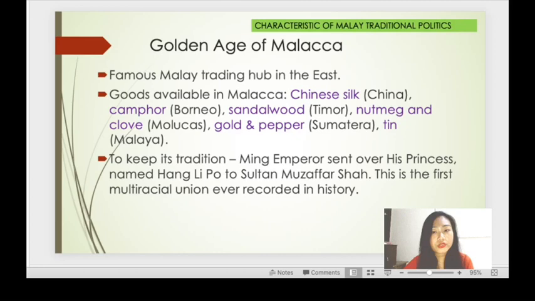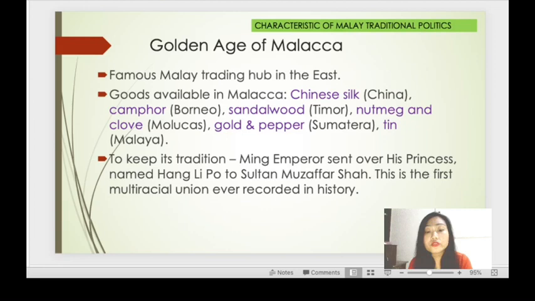So, Golden Age of Malacca. Malacca continued to become a famous Malay trading hub in the East. Some of the goods available in Malacca were Chinese silk and porcelain from China, camphor from Borneo, sandalwood from Timor, nutmeg and clove from Moluccas, gold and paper from Sumatra, as well as tin from Tanah Melayu. The Gujarat traders from Western India came in to trade textiles, and Malacca became known worldwide as a center for silk and porcelain trading.